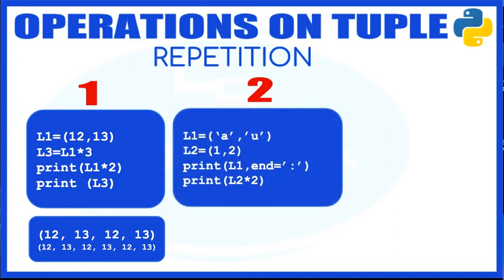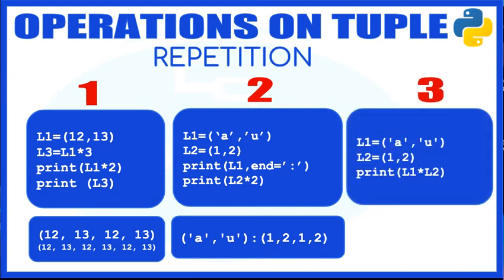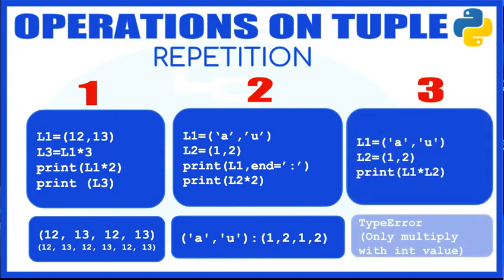Similarly, in this repetition also, अगर आपके पास दो tuple हैं, लेकिन इसमें example print statement में tuple into an integer है, तो आपका answer definitely आएगा. लेकिन अगर आप दो tuples को आपस में multiply करेंगे तो आपका answer error आएगा, because type error है. Tuple can only be multiplied with an integer value.